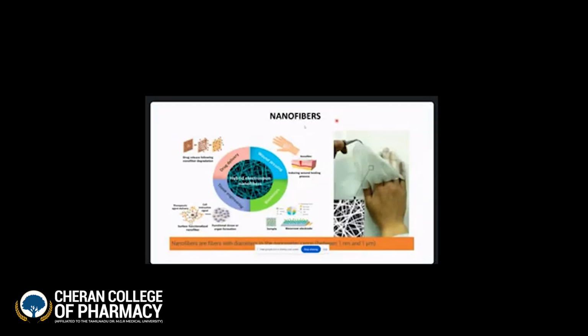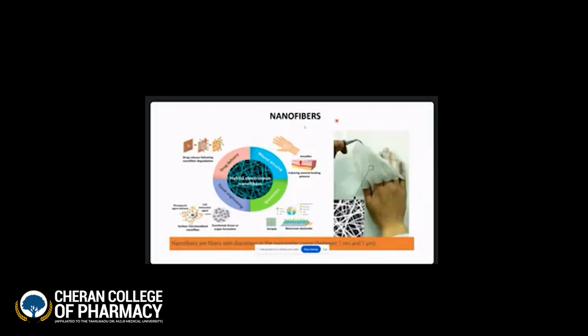Also, we are loading small substances which can help the contraction of the wound. We can go with the nanofiber. It is very feasible to load it, coated with phytochemicals. That's why we can use this type of nanofiber.